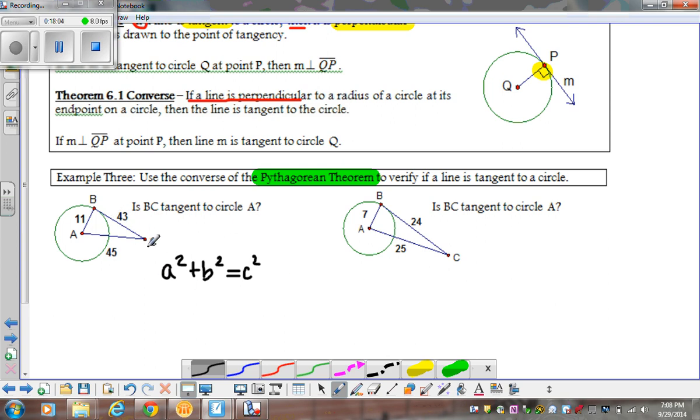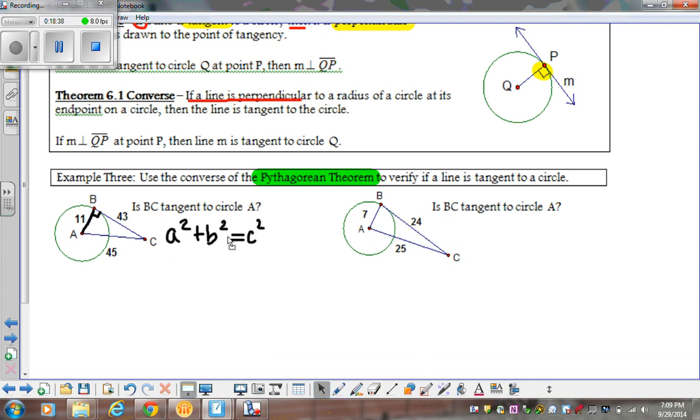Remember, if this is tangent, that means it's perpendicular to my radius. AB is my radius, so if this is tangent, that means this is a right angle. If that's a right angle, Pythagorean theorem should hold true. So we're going to use these values and plug them into Pythagorean theorem. If my left side is equal to my right side, that means BC is perpendicular to AB, which means it's tangent to my circle. So that's what we're going to do. I'm going to move this up a little bit to get a little more room.